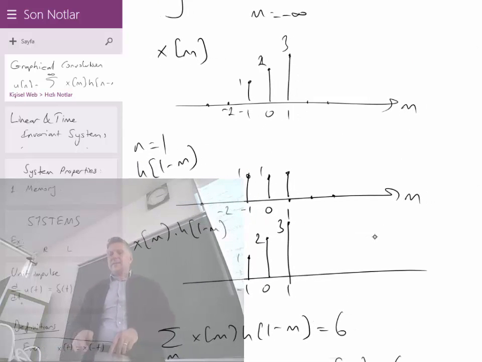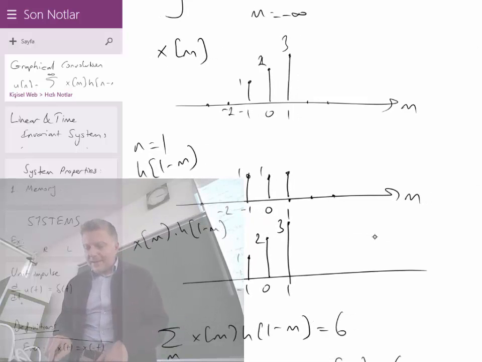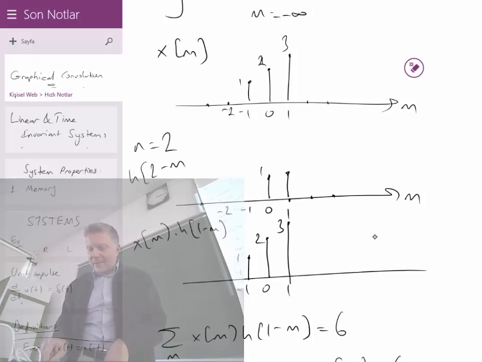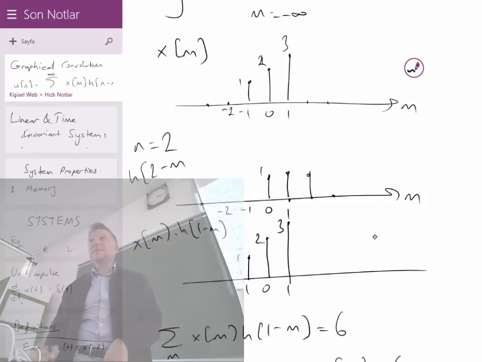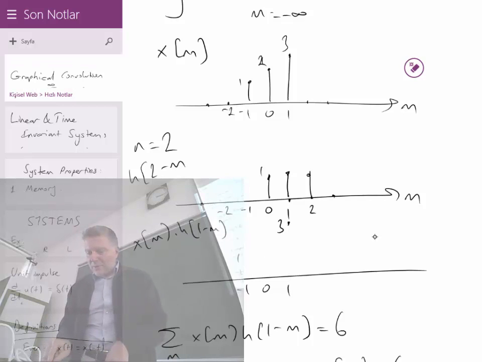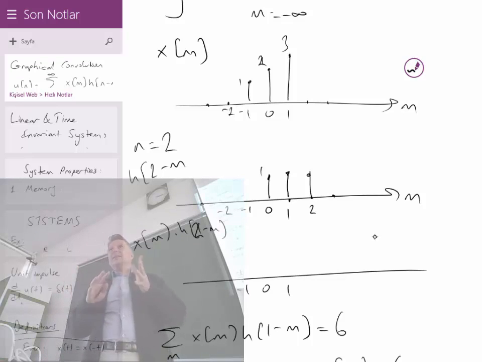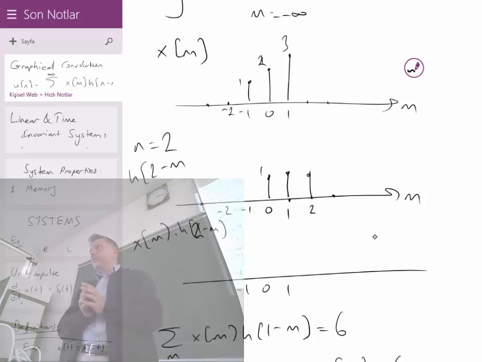And then you may guess that I will cheat again. This time I will say n is equal to 2. And I will take a look at h of 2 minus m. And h of 2 minus m will be, well, here. Shifted again towards right. And what will be the multiplication? It will be x of m, h of 2 minus m. And the result will give us the value of y at n is equal to 2. We will find y of 2. So when I slide it towards right, what is their multiplication?